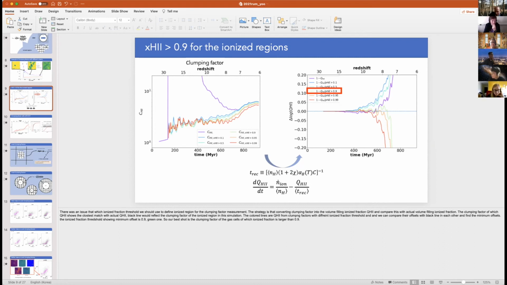Yeah, sorry, very naive question. Thank you for the very nice talk. I was a bit confused why you decided that 0.9 as a threshold for selecting the ionized regions was a good threshold.